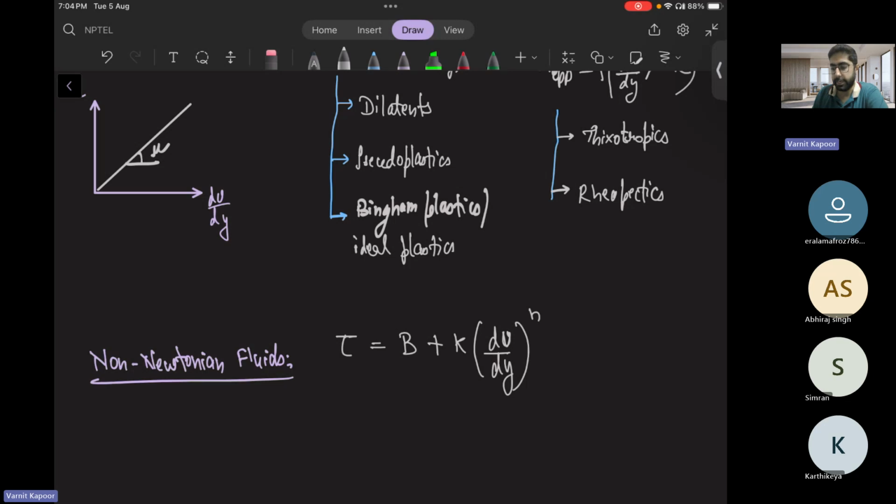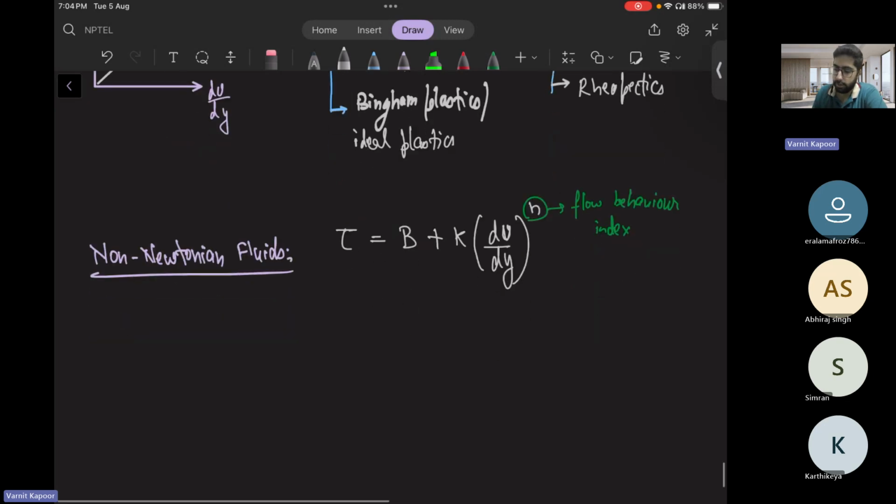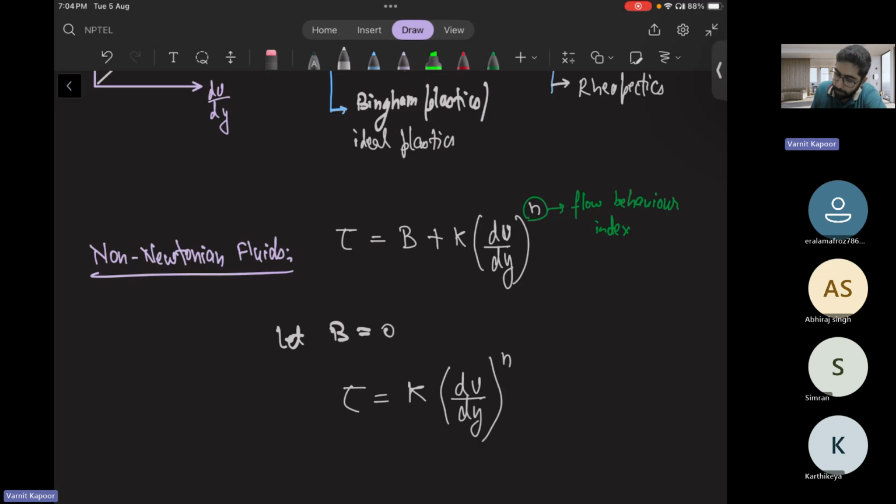N is the flow behavior index. Let's say this is a general experimental scenario. Let us say that B is 0. If B is 0, your shear stress is nothing but K times du by dy to the power of n.